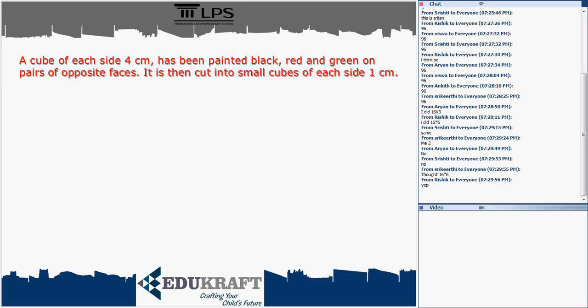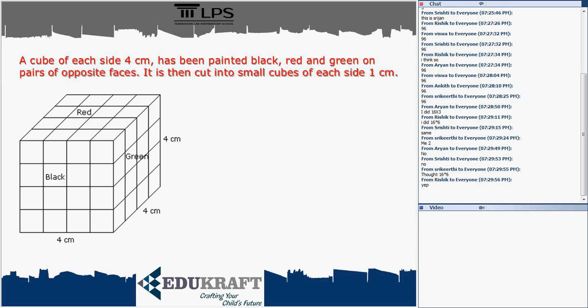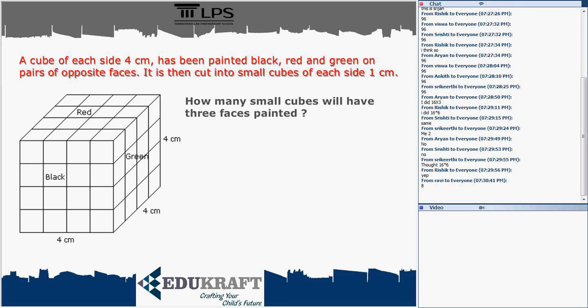Have been painted black, red, and green on pairs of opposite faces. So same information as what was given earlier. It is cut into small cubes of 1 centimeter each. Let us look at the question now. How many cubes will have 3 faces painted?